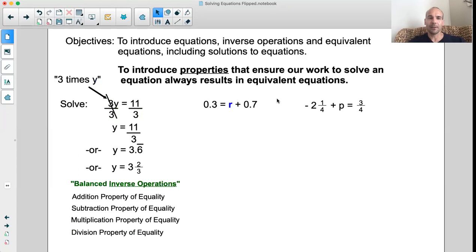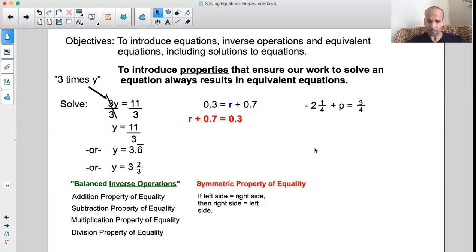Well, what I can introduce to you then is a property called the symmetric property of equality, which in very simple terms says, if the left side equals the right side, well, then the right side has to equal the left side. And what that does for you, if you don't like the variable being on the right-hand side of the equation, you can take that expression and write it on the left side and write the right side on the left side on the right side. And now you have an equation maybe you're more comfortable doing an inverse operation for.